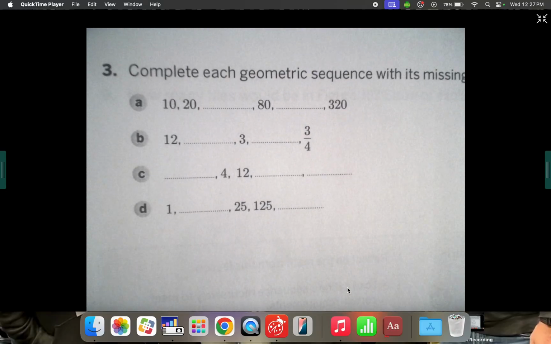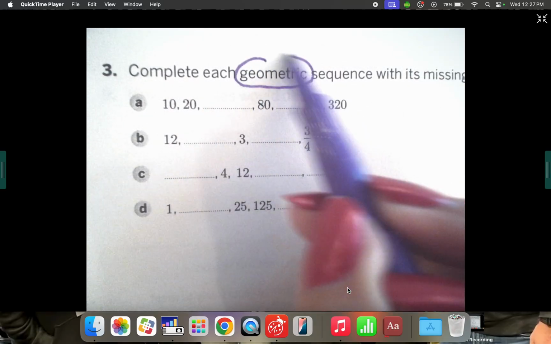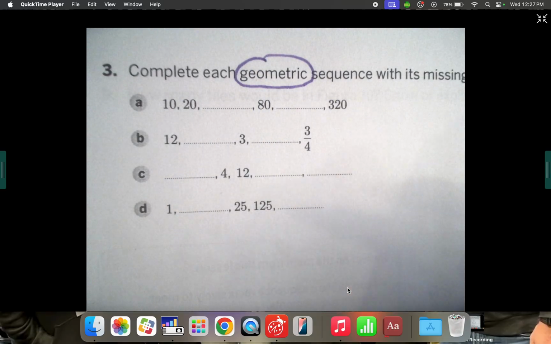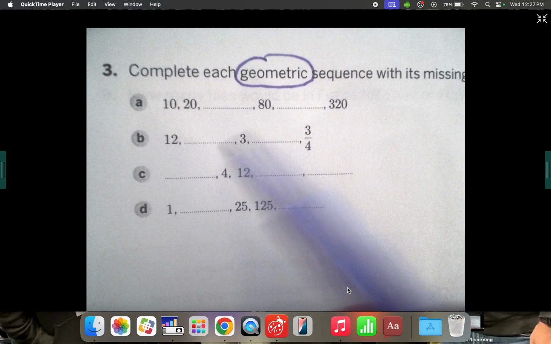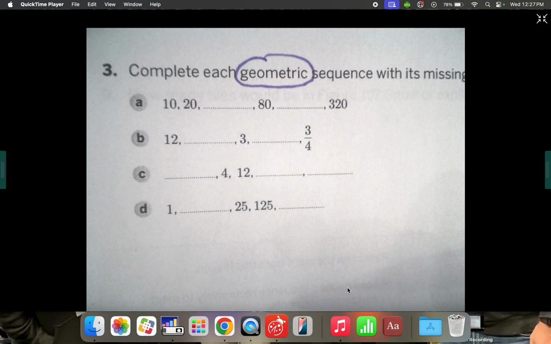Go ahead and do the same thing now. We're doing geometric sequences, so this time we're multiplying. And if you think you're dividing, you're actually multiplying by a fraction. So go ahead and push pause and try to fill all of these in too.